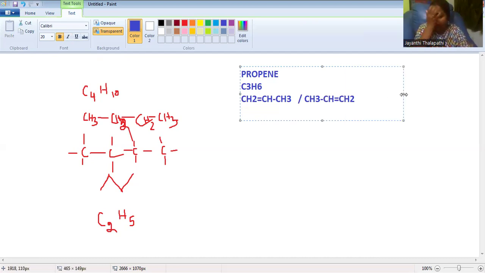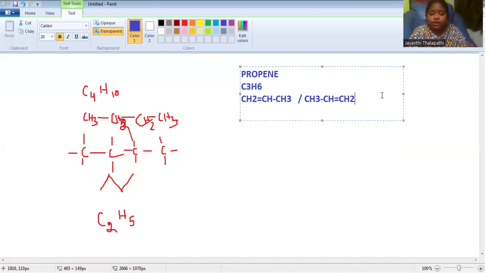Why? Because the position of the double bond matters. For propene, in both ways, wherever the double bond is, it's called propene only. Suppose in butene, if the double bond is with the first carbon atom, we say but-1-ene. If it's with the second carbon atom, we say but-2-ene. So in that case, the name of the compound will change because of the position of the double bond.